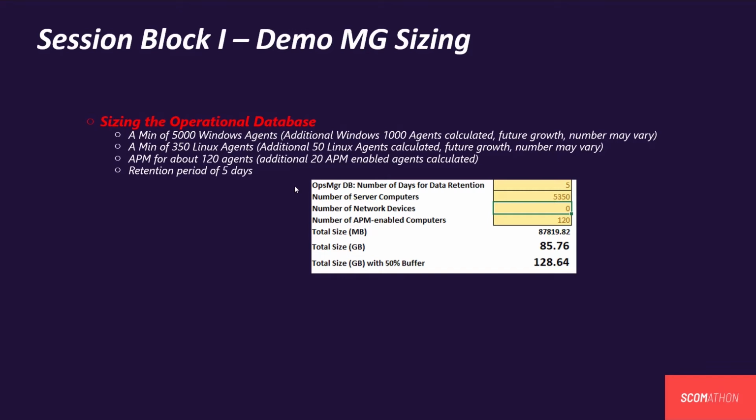And this leads us to a database which in its end size will be around 128 gigabytes of data, and this is with the required 50% buffer for this database. Let's see how the data warehouse looks like.